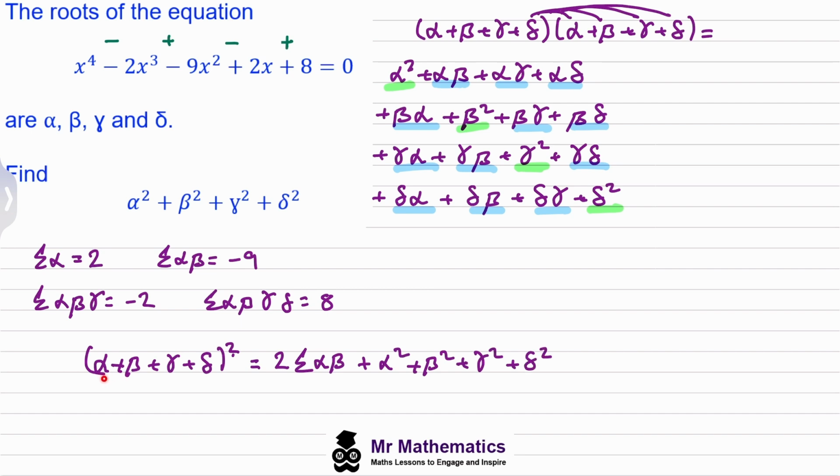We know the sum of the individual roots is positive 2, so we'll have 2 squared is equal to 2 times the sum of the product of two roots, so negative 9, plus alpha squared, beta squared, gamma squared, and delta squared. So now all we need to do is move this negative 18 to the left-hand side. So this will become the 4 plus the 18. This will be 22. Okay.